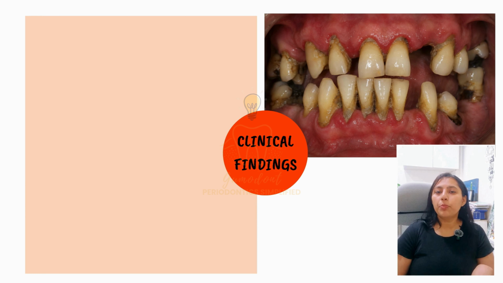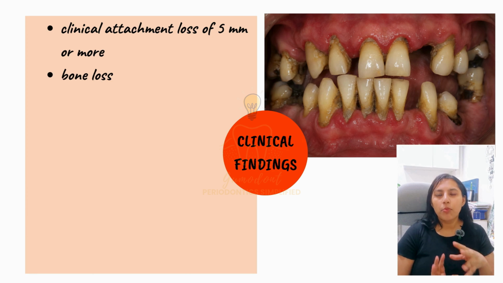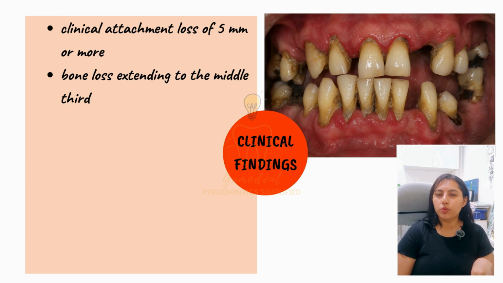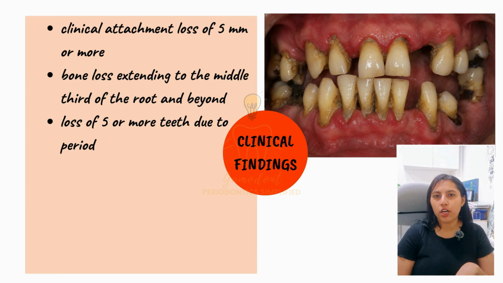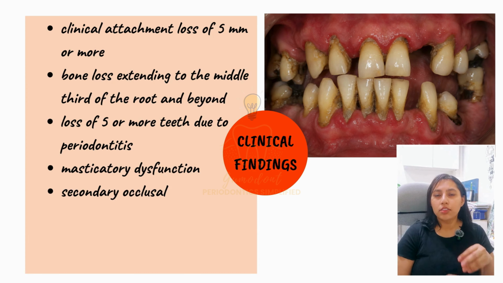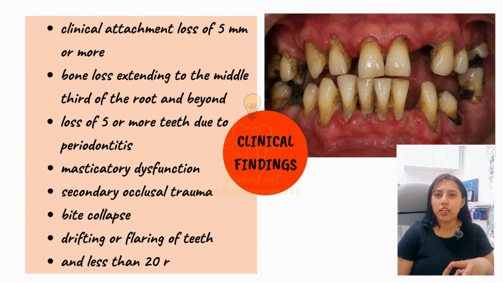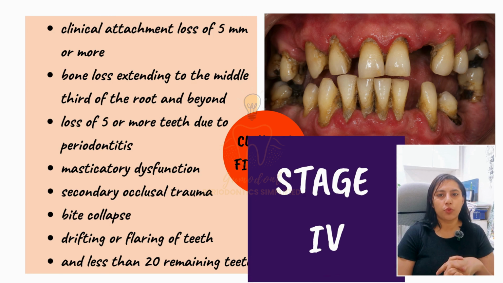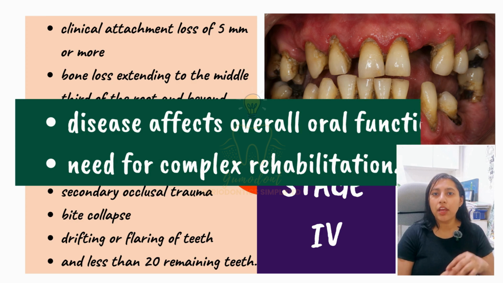And finally, consider a patient with clinical attachment loss of 5 mm or more, bone loss extending to the middle third of the root and beyond, loss of 5 or more teeth due to periodontitis along with masticatory dysfunction, secondary occlusal trauma, bite collapse, drifting or flaring of the teeth, and less than 20 teeth remaining. This corresponds to stage 4 because now the disease affects overall oral function and requires complex rehabilitation.